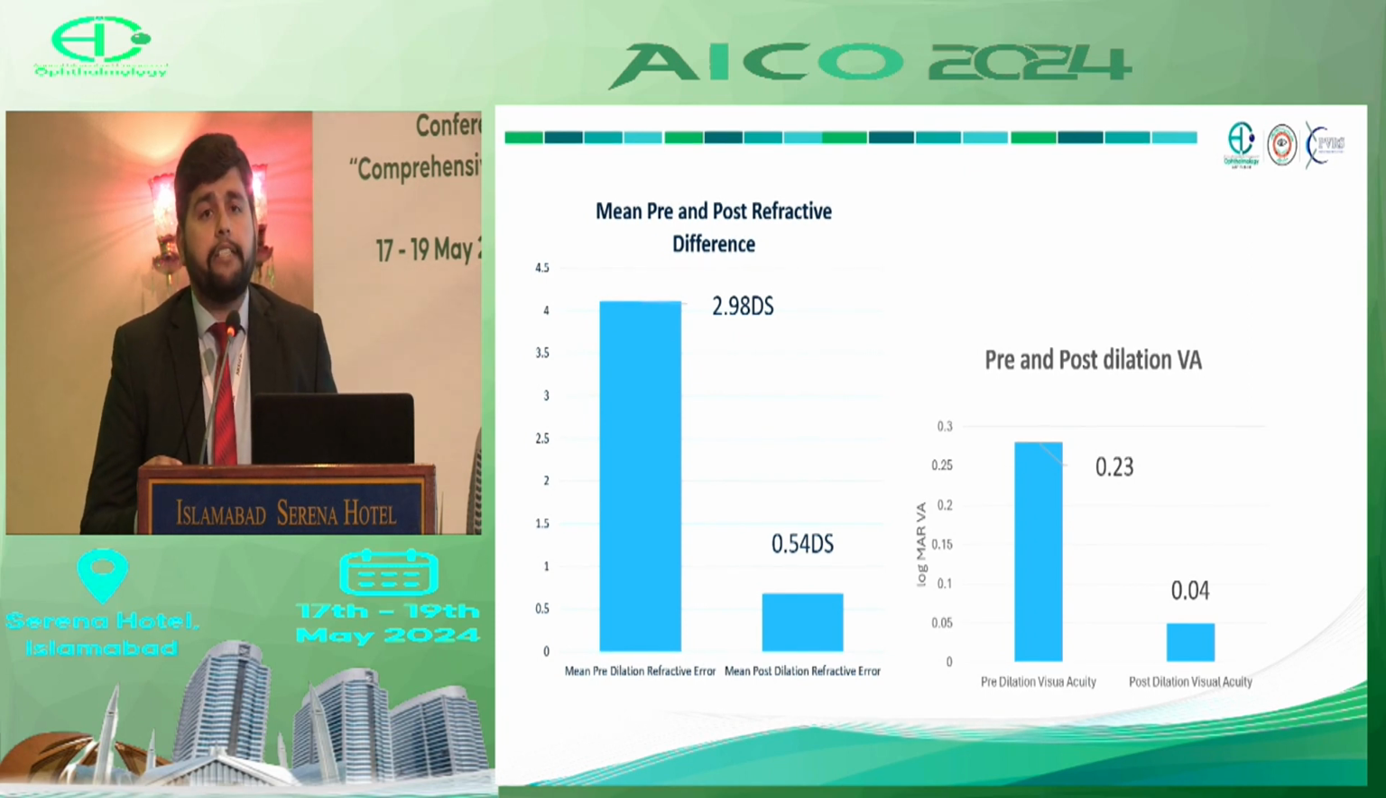So we go for a cycloplegic refraction in the patient, and you will be surprised that the pre-cycloplegic refractive error was around minus 2.98 diopter. However, after the cycloplegic refraction, the refraction goes to a hyperopic shift of plus 0.54. So the difference between the pre and the post refractive status was around minus 3.5 diopter. That's quite a large number. The visual acuity in the pre-cycloplegic state was 0.23 logMAR. After cycloplegia at PMT, it was around 0.04 logMAR.